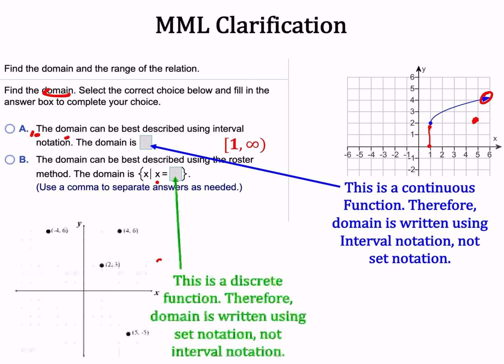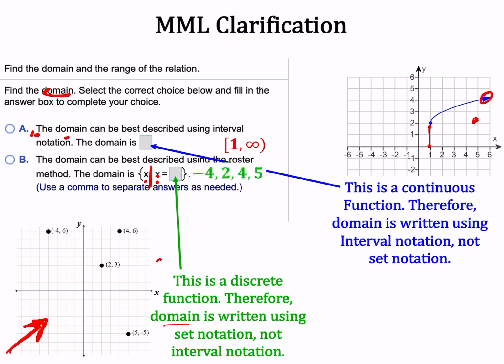You would use answer choice B if I gave you this. This is a discrete function, therefore the domain is written using set notation, not interval notation. If I had given you this graph of data here, you would say the domain is all x's such that x equals, and then you would list all those x values, because we are looking at domain. So the -4, the 2, the 4, and the 5. Be careful there.